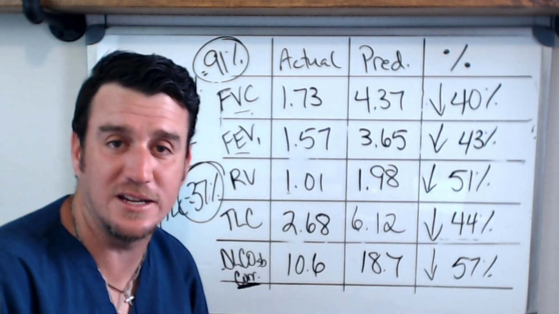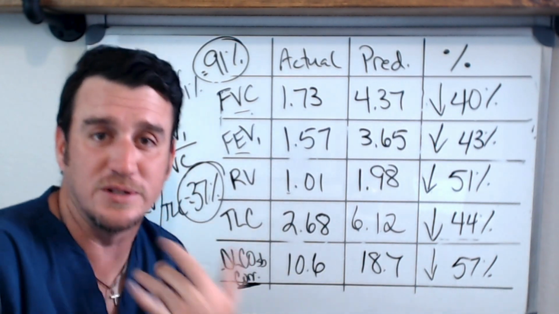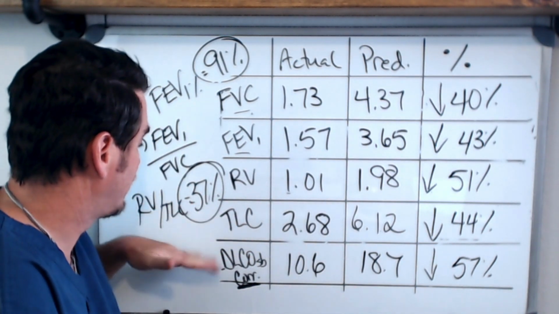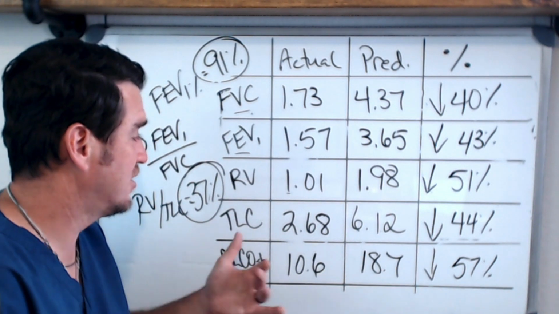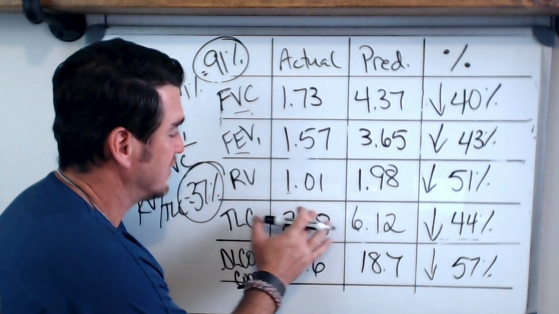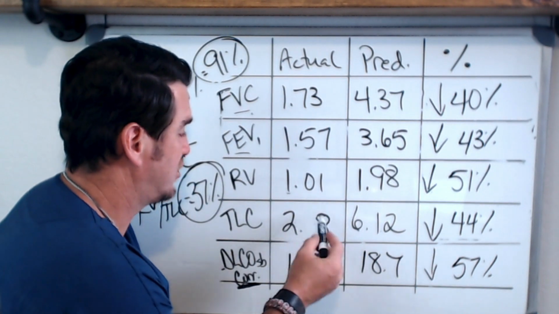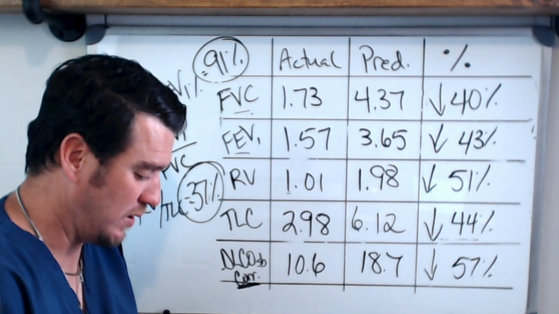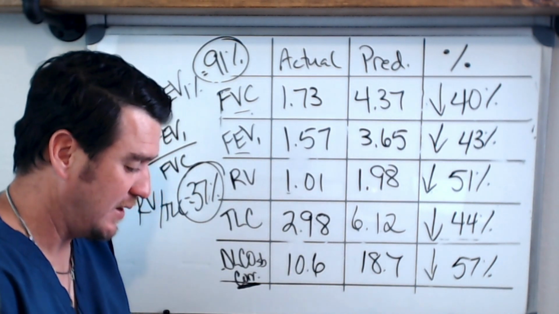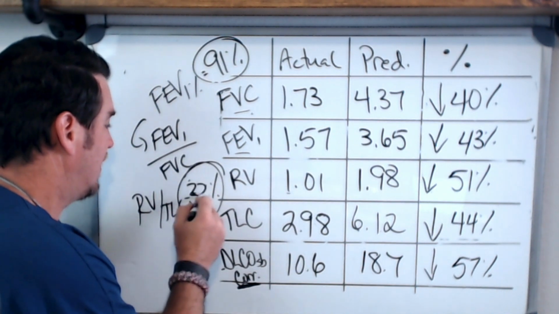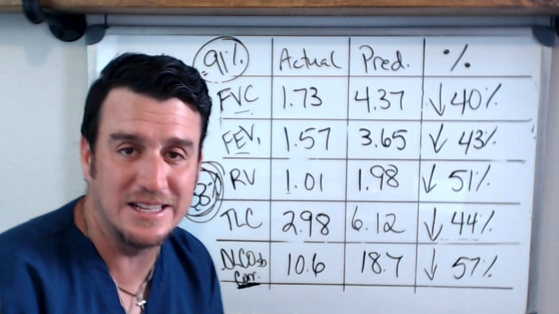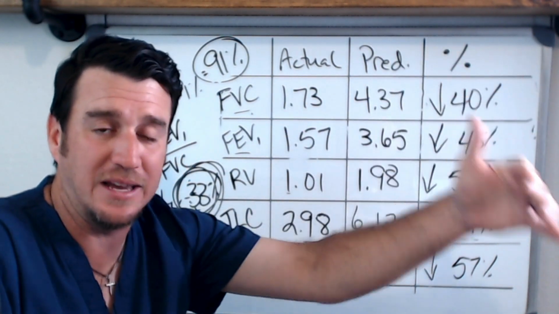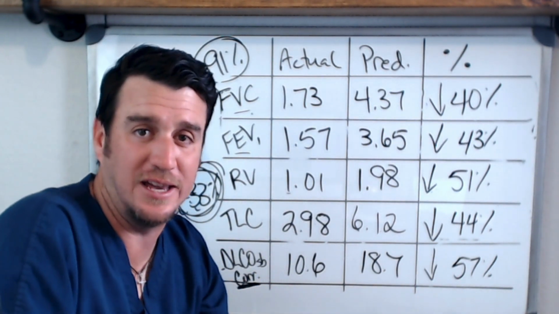Okay? Now, I'm just going to tell you right now that this is a flaw in your presenter's numbers that they have presented, because ideally you would not see an increase in your RV to TLC. Okay? So if I was to say that your TLC total was 2.98 and we did the math, you would get something like this. 1.01 divided by 2.98 and we would get 33%. That's less than the 35%. My point is that you don't have excessive air trapping in residual volume in regards to TLC.